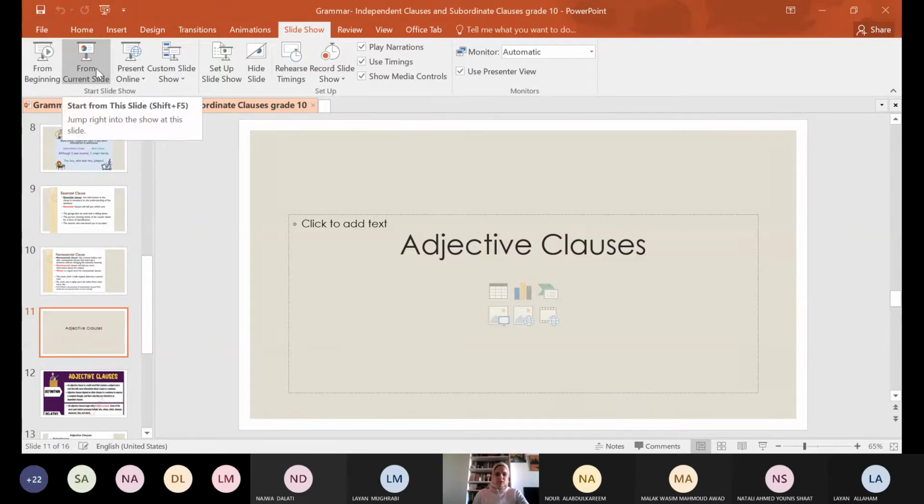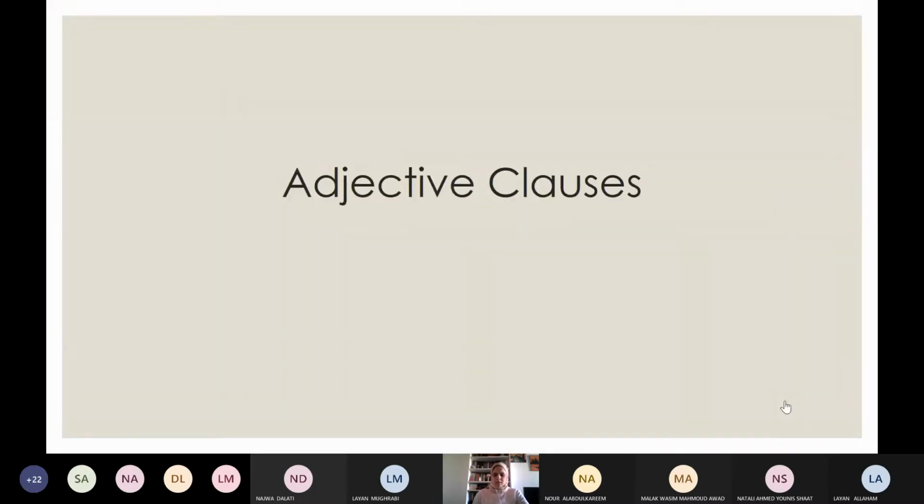Adjective clause. Now, miss, before starting, can you repeat the answers? Independent, 3 subordinate, 4 subordinate, 5 independent, 6, 7, 8 subordinate, 9 independent, 10 subordinate.